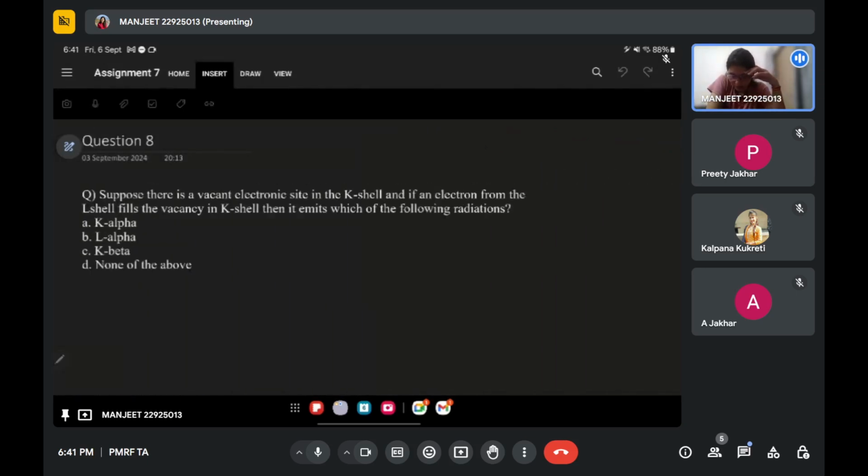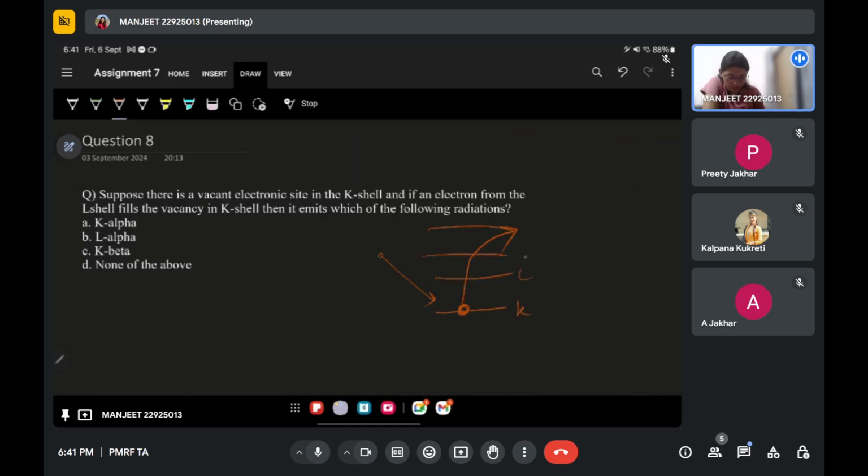In question number 8, suppose there is a vacant electronic site in the K shell, and an electron from the L shell fills the vacancy in the K shell, then it emits which of the following radiation? You already know that if you provide energy, the electron will be removed from the K shell, and a vacancy is created in the K shell. If this is the K shell, L shell, M, N, then if a vacancy is created here, the electrons present at higher energy will see this vacancy and come to this point.